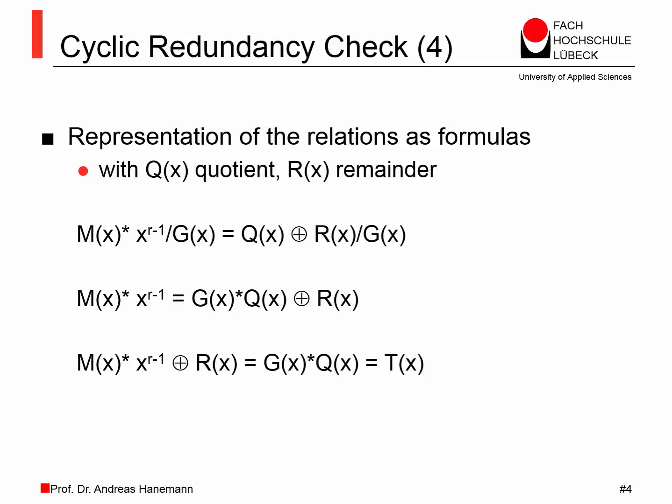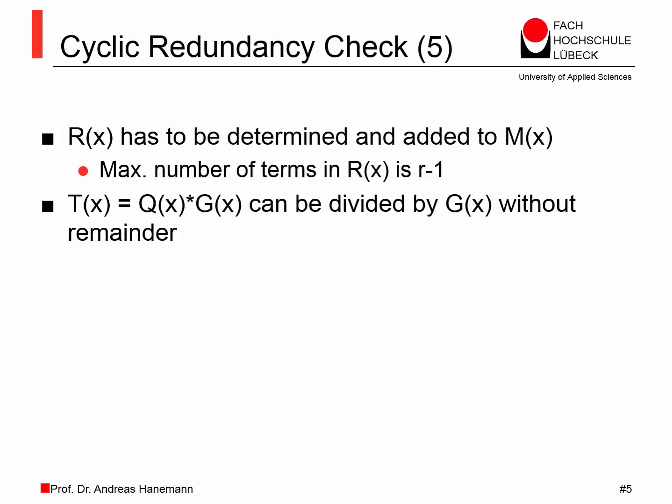This division gives a quotient and a remainder. After two transformations, you find the definition of t of x. It is an addition of the remainder to the m of x multiplied by x power r minus 1. The t of x has been defined in a way that it can be divided by g of x without remainder. This is the basis of the test, which is carried out on the receiver side.